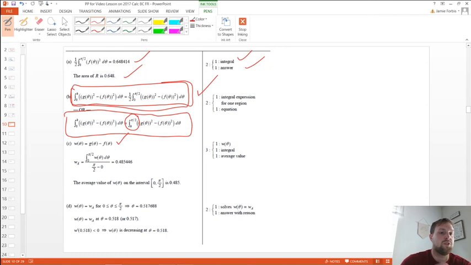We got a point for doing g of theta minus f of theta, a point for doing the correct average value, and then getting the correct answer. We solved for where it equals the average in the calculator, and then we gave an answer for why it was decreasing, because the derivative was negative. All right, so that was questions 1 and 2. We'll do 3 and 4 tomorrow.